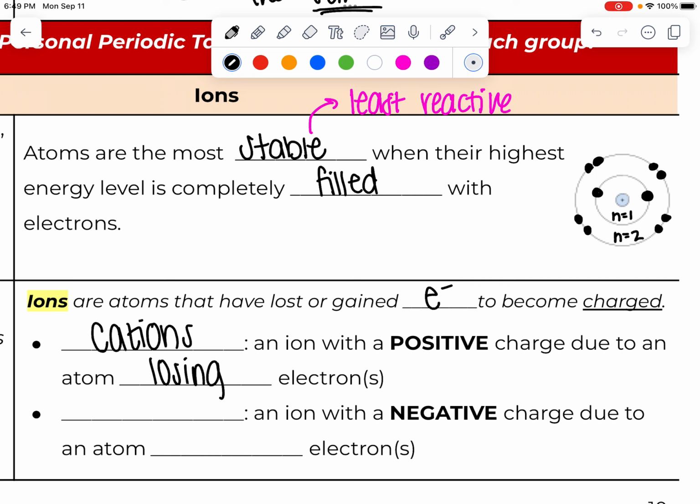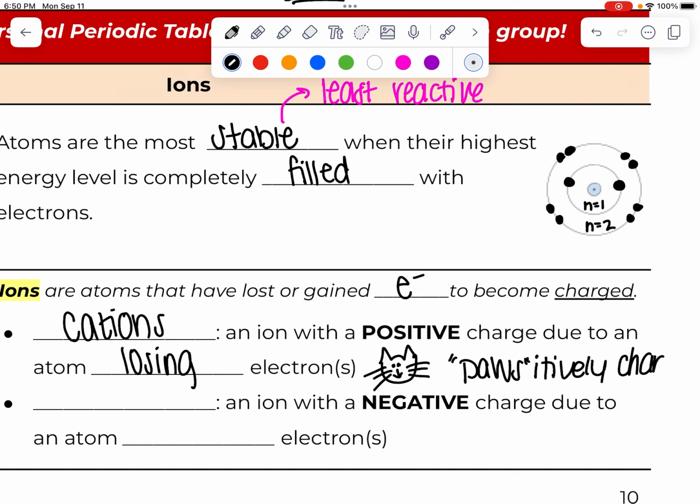So this is really key. You're getting rid of something negatively charged. This will mean you have more protons than electrons inside the atom, leading to a higher net positive charge. The way I want you to try to remember this is that cations, there's my cute little kitty, cations are positively charged. Hopefully that helps you remember that one.